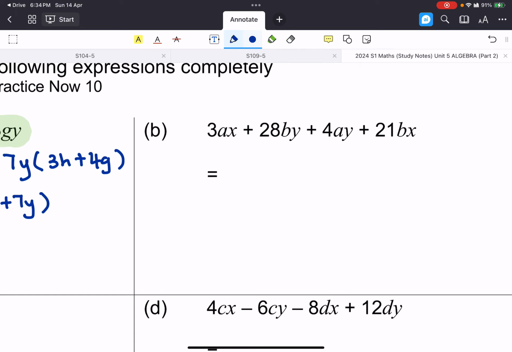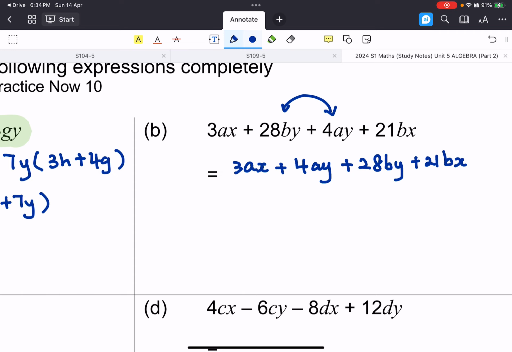So what we can do in this situation is to rearrange them, right? So I can always rewrite this and then maybe just swap the position, right? I'll just swap the position, and we have plus 4AY, then plus 28BY, plus 21BX. So once I do that, okay, in the first scenario, the first group, A is now common, right? So I extract out the A, I will have 3X plus 4Y.